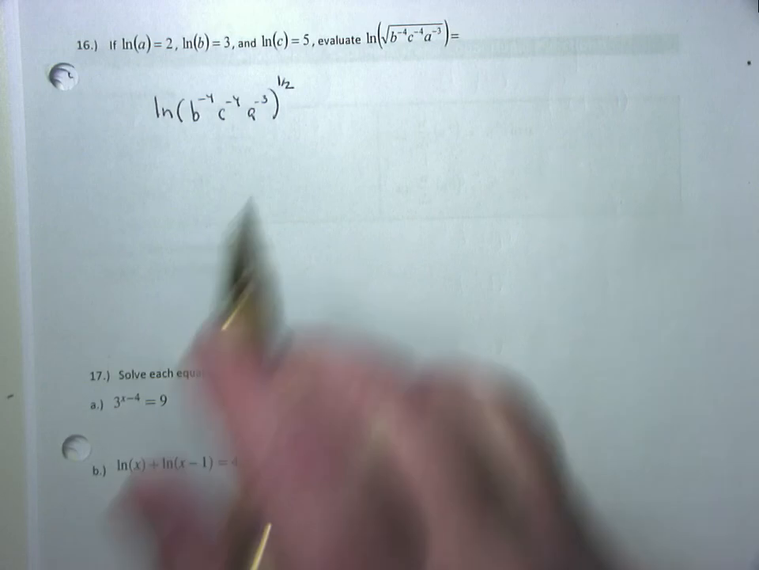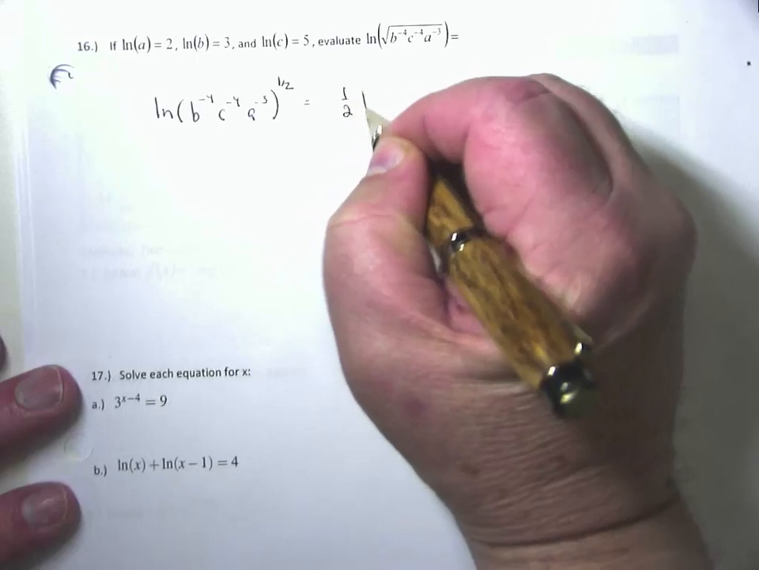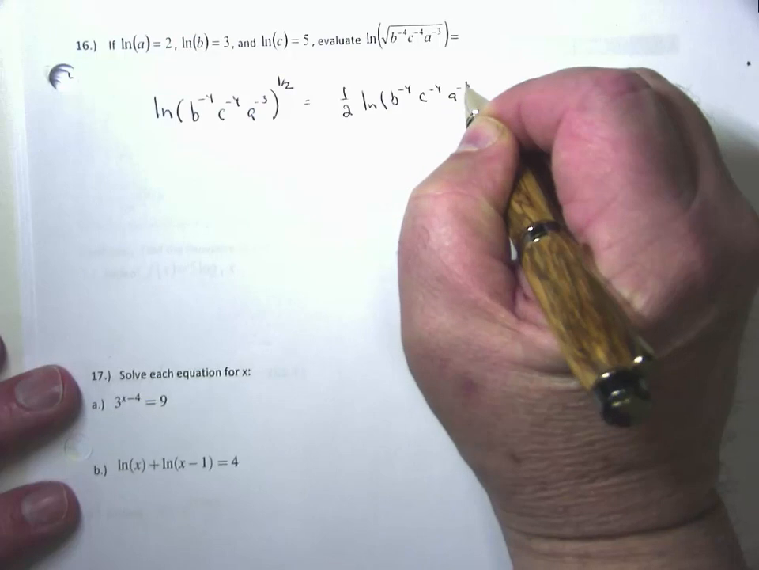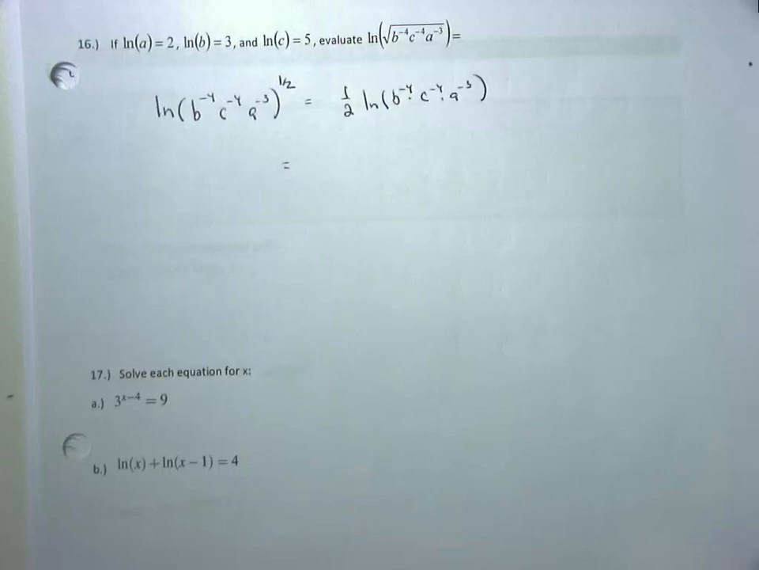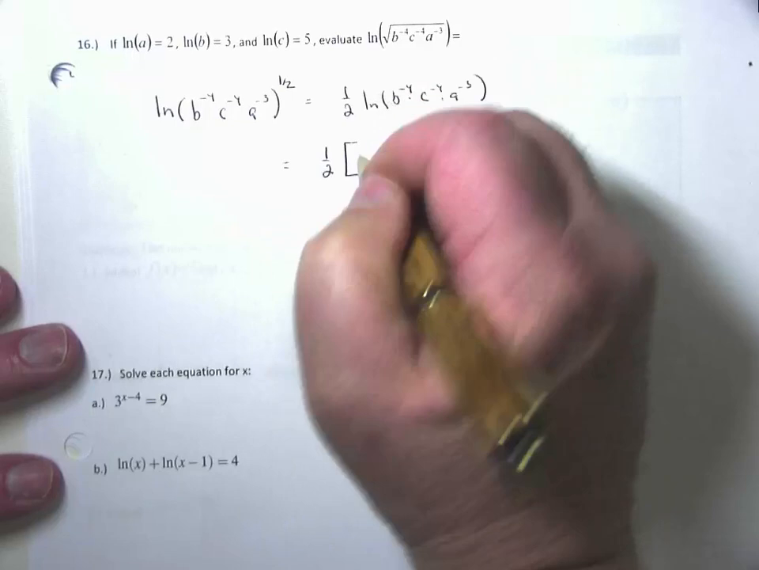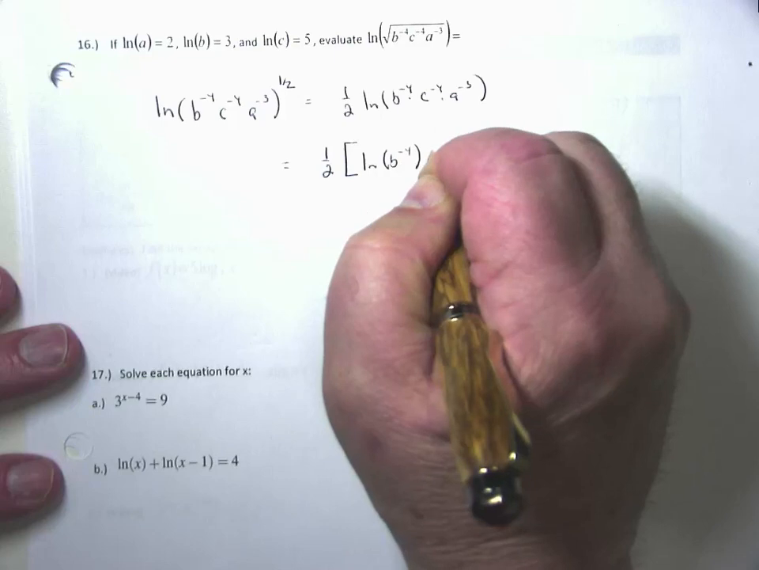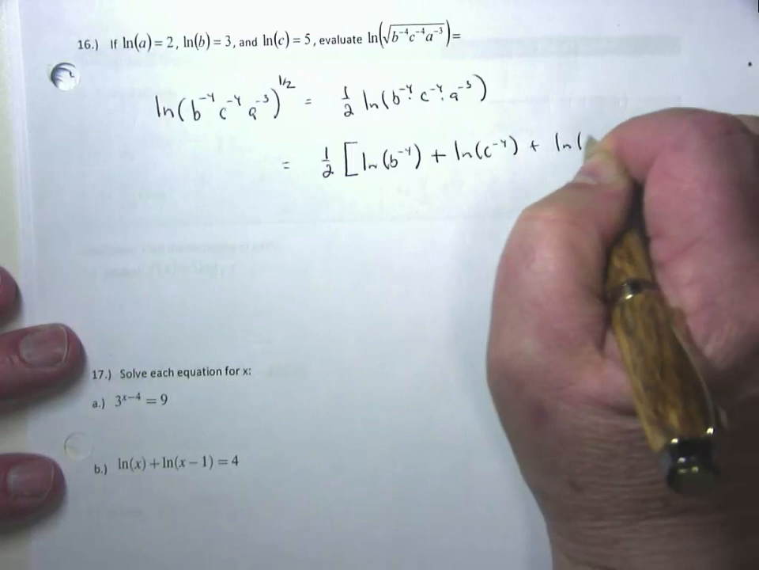According to my log properties, where do powers get to go? Out front. So this would be equal to 1/2 the natural log of b to the negative 4, c to the negative 4 times a to the negative 3rd. These guys are being multiplied. According to the log properties, where does multiplication turn into? Addition. But the 1/2 is still out front, so you're going to have to do the 1/2 with a big old bracket here. Multiplication turns into addition. This will be natural log of b to the negative 4th plus the natural log of c to the negative 4th plus the natural log of a to the negative 3rd.